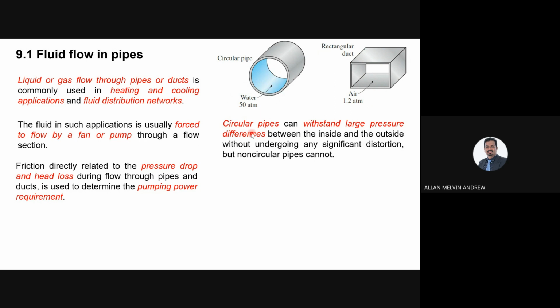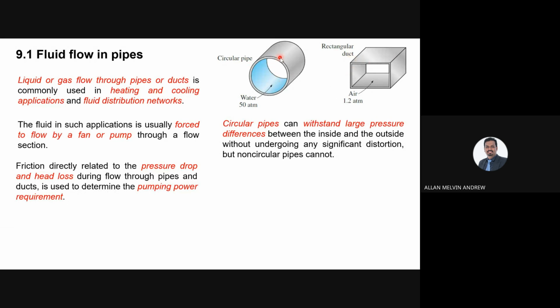Okay, so why circular pipe? Circular pipes can withstand large pressure differences between one point and another point because there are no angles. When we have angles inside, the water or the liquid will create more pressure, and after some time, if we use a square type of pipe for a liquid, it cannot handle large pressure. It can only handle little pressure, because we also have atmospheric pressure acting in the opposite direction.